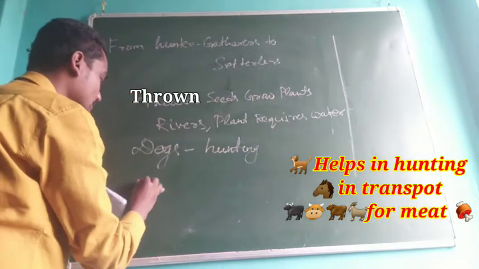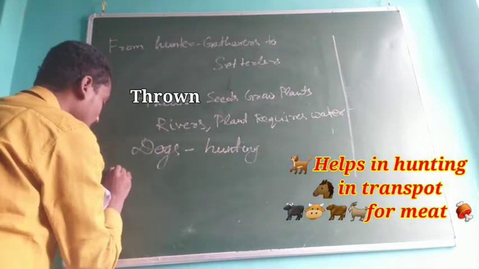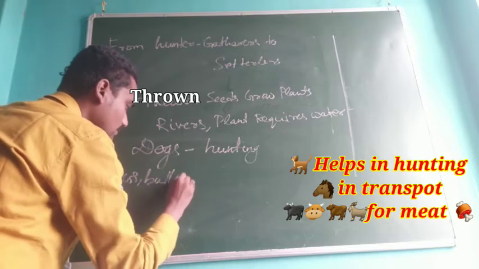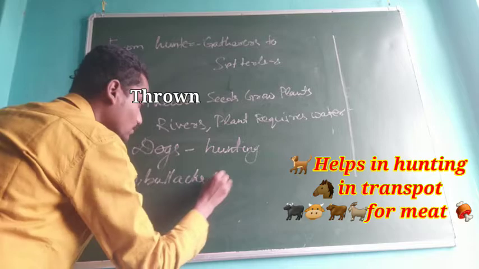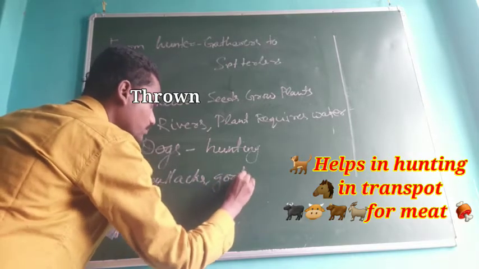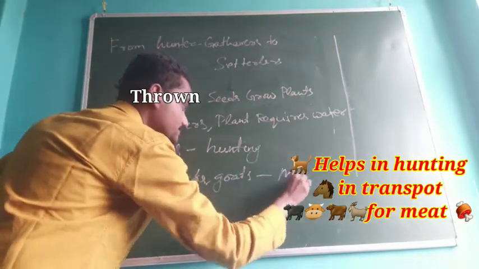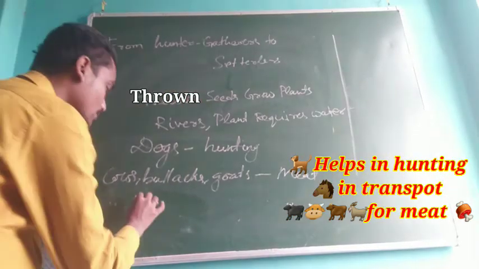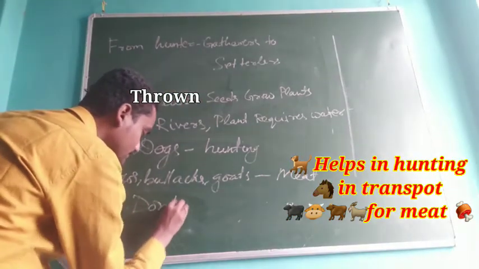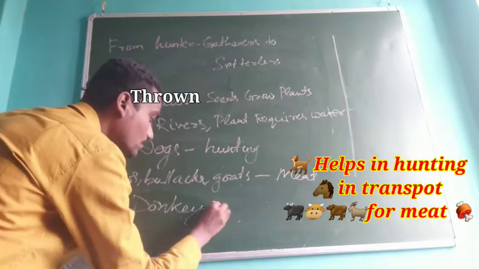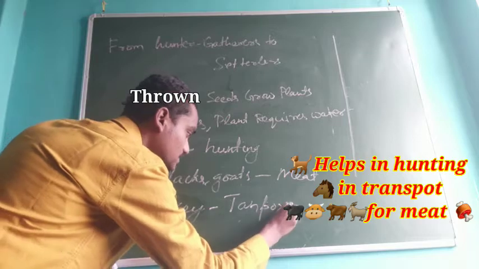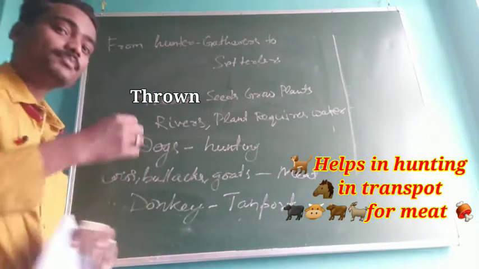They started domesticating cows, bullocks, and goats to get meat. They also domesticated animals like donkeys, which helped them transport heavy things from one place to another.